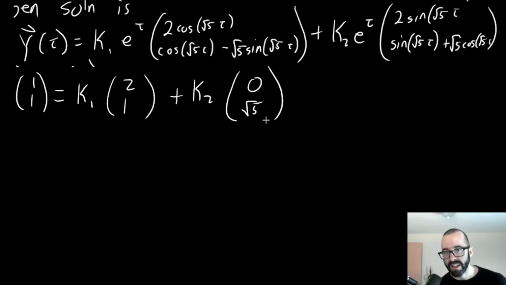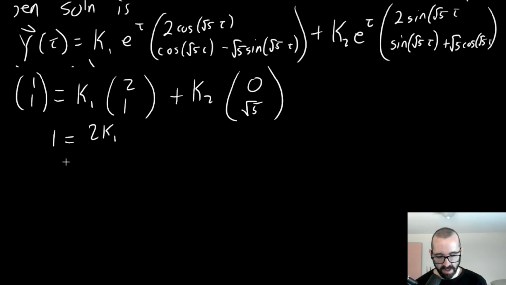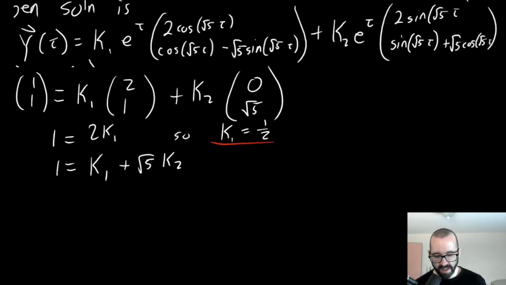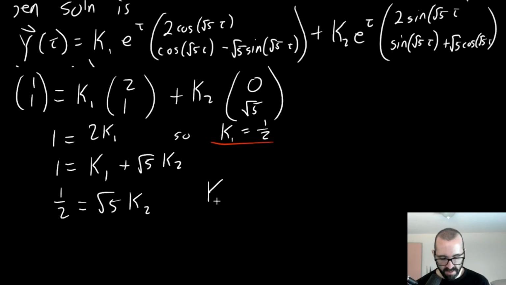As long as I didn't make any mistakes, which I'm sure I have, but don't worry. We can always check. So we get a system of equations. 1 is equal to 2k1 plus 0, and 1 is equal to k1 plus root 5 k2. Okay, so k1 is a half. We use that to find out what k2 has to be. k1's a half, subtract it over. So k2 is 1 over 2 root 5. Oh, that actually is right.